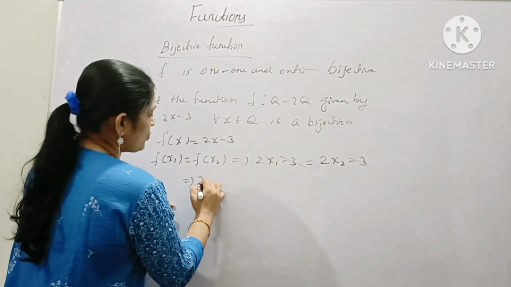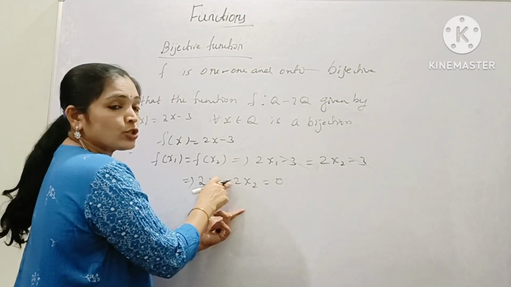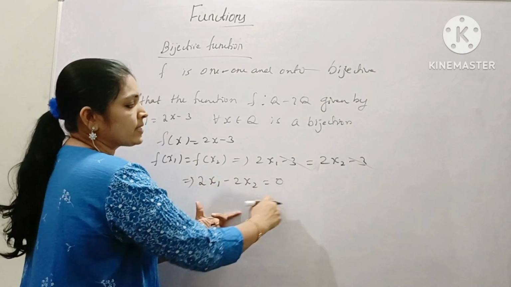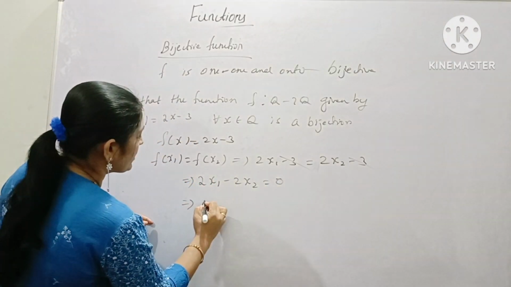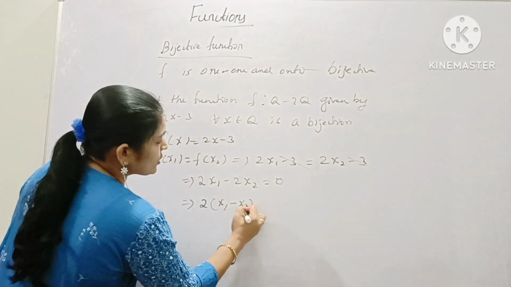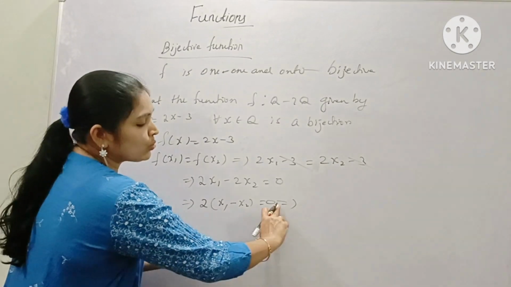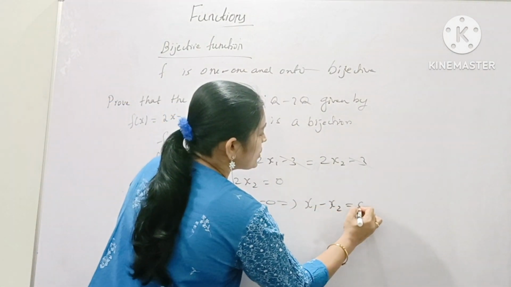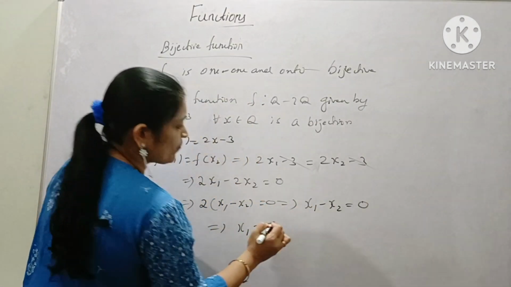So 2x1 minus 2x2 is equal to 0. 2 is common in both terms, so take 2 outside, and the right side will be 0. I will write one more step: 2 into x1 minus x2, 2 is common, right? That is equal to 0. This implies, taking 2 to the right side, it will be 0. That implies x1 minus x2 is equal to 0. That implies x1 is equal to x2.